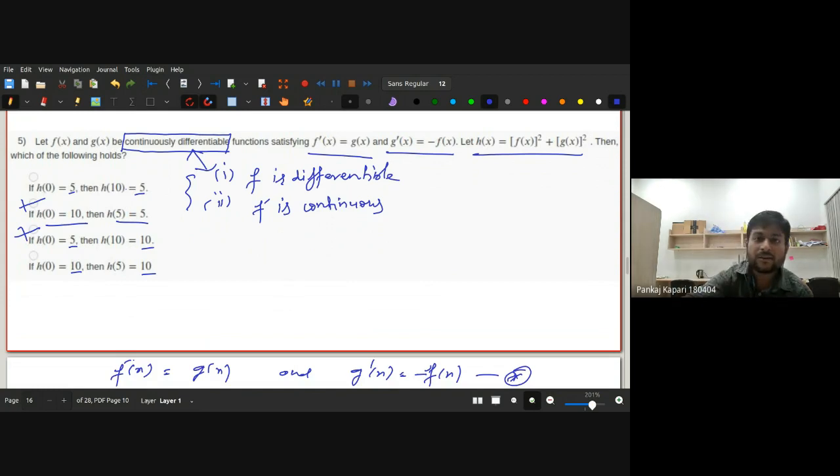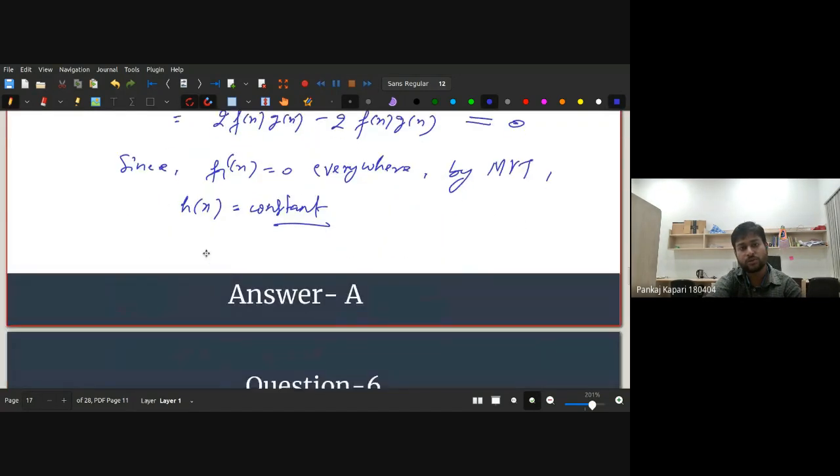So I think from this we cannot conclude anything more. Both options are actually correct. The function can be anything. So I think in this case we have to say that both options are correct. The first is also correct and the second is also correct, right? Because h is a constant function, and it can be the constant function 5 or the constant function 10. It can be both of these things.